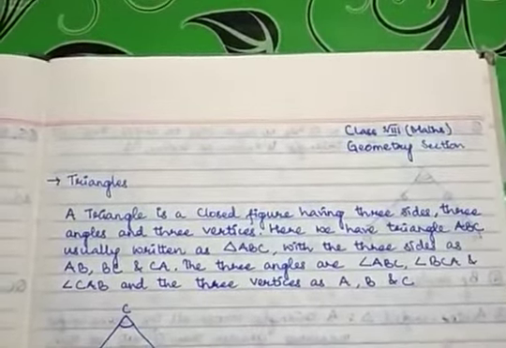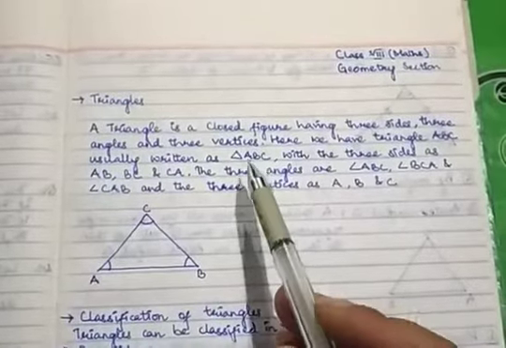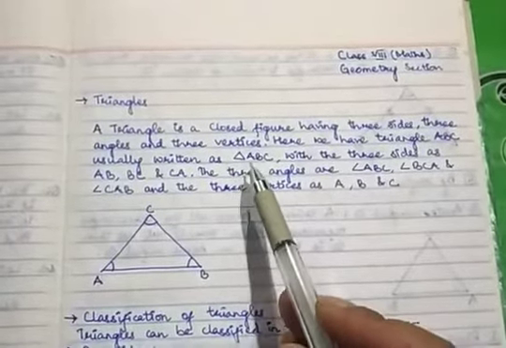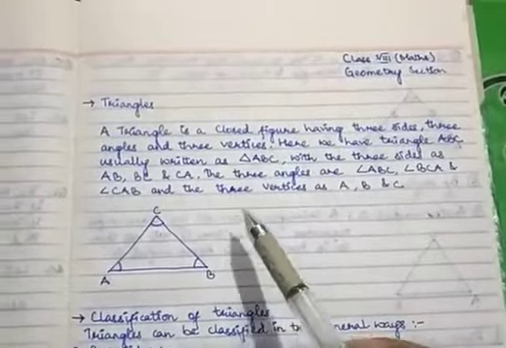A triangle is a closed figure having 3 sides, 3 angles and 3 vertices. Here we have a triangle. As you can see, I have drawn a triangle ABC. The 3 points are marked A, B and C, and the 3 vertices are also marked A, B and C. This is how we denote a triangle, with the symbol of a small triangle. Triangle ABC has 3 sides AB, BC and CA, 3 angles: angle ABC, angle BCA and angle CAB, and 3 vertices A, B and C.